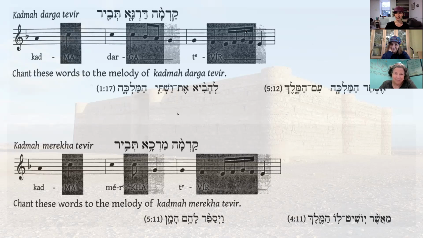Tevir. Okay. So, someone, Esther Hamalka im Hamelech. Becky. Esther Hamalka im Hamelech. Great. Sharon, Lehavi et Vashti Hamalka. להביא את ושתי המלכה. Great.